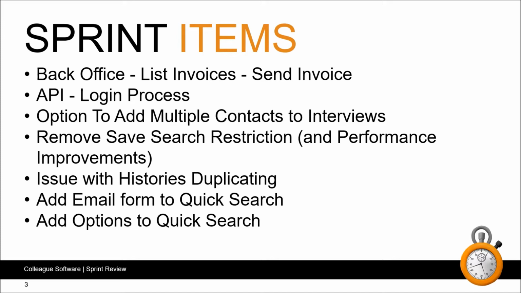We've been investigating issues with histories duplicating that is causing concern, and we now have a plan for how we're going to resolve this. We've added the email form to the quick search results area. This allows users to press on an email address and instantly start typing an email. And we've added the ability to select the column options from the quick search results area for ease of use.